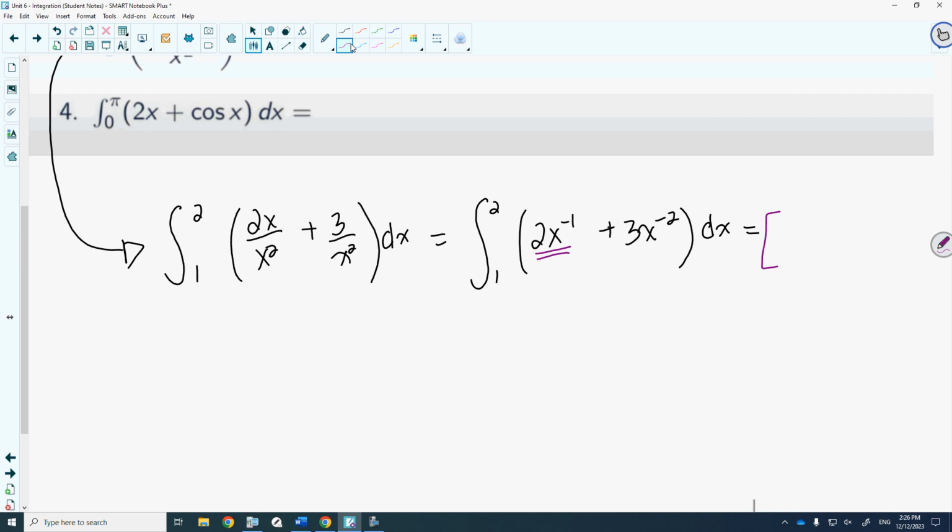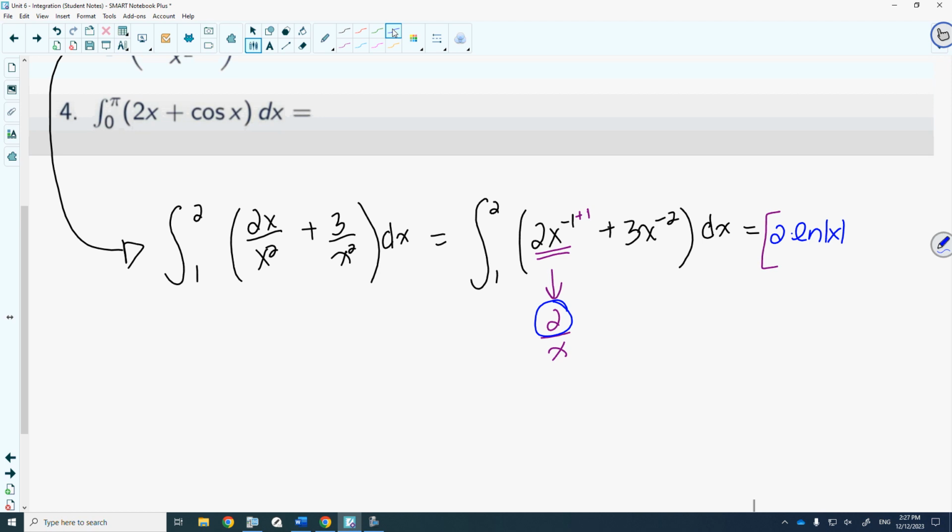If you were to take the antiderivative of this using the reverse power law, you're going to add 1 and then divide by the new exponent. That would give us 2x to the 0 over 0, which is what we can't have. Do you remember what we did? This is the same thing as 2 over x. Do you remember what the antiderivative of 2 over x was? From logs? Yes. The antiderivative of 2 over x is going to be whatever our constant is, ln, the absolute value of x.